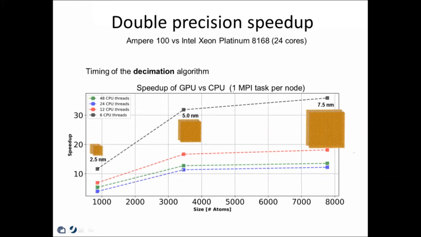And this was done especially to fit the larger structures that are big memory demanding. So we see that we have a speed up of above 10 on double precision, the same decimation algorithm. This should be compared with the speed factor of more than 100 in single precision.